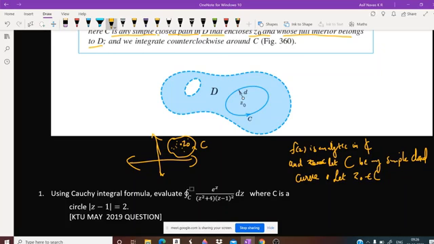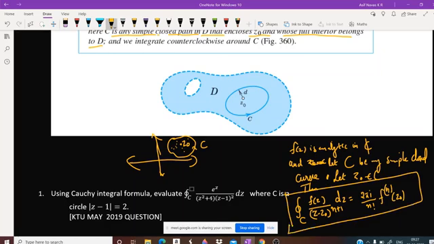z naught is a point inside this circle, or inside this simple closed path. Then the integral over C of f of z divided by z minus z naught all raised to n plus 1, dz, is equal to 2 pi i divided by n factorial times the nth derivative of f at z naught. So this is the formula.